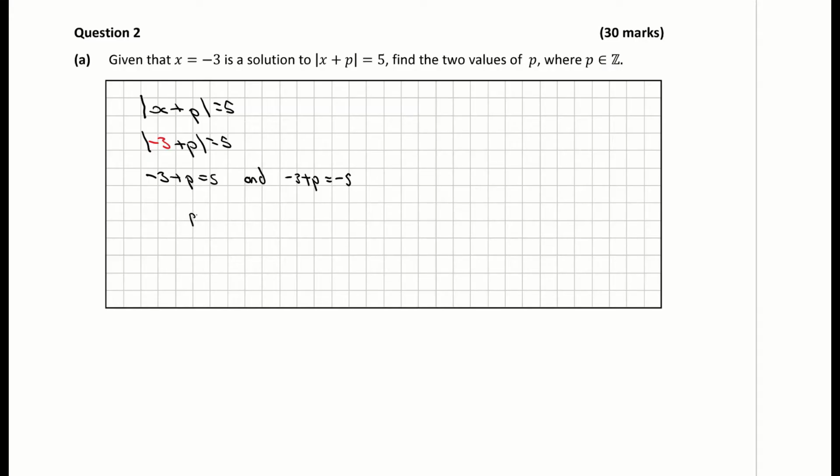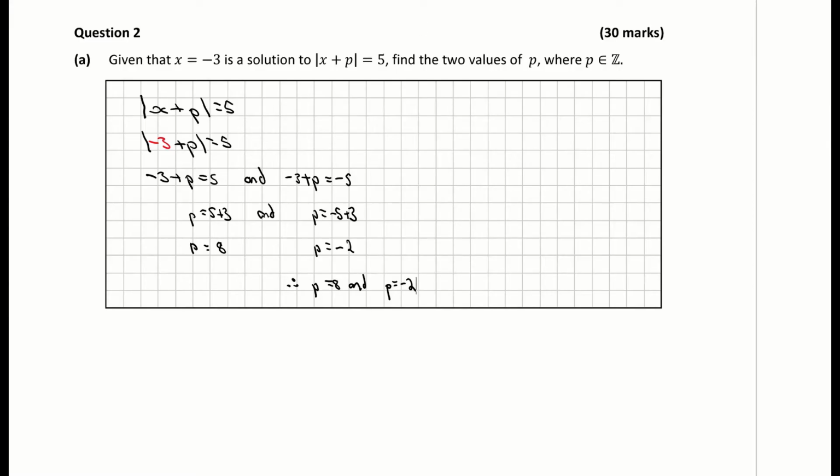So moving over the negative 3, or adding 3 to both sides, I get 5 plus 3. So p is equal to positive 8. And we also have p is equal to minus 5 plus 3, sorry, that should be a plus 3. Minus 5 plus 3 is negative 2. So my two solutions, therefore, are p is equal to 8 and p is equal to negative 2. Now you can verify your answer by subbing in 8 into x plus p, and you should get 5 and negative 5. Okay, that is part A.